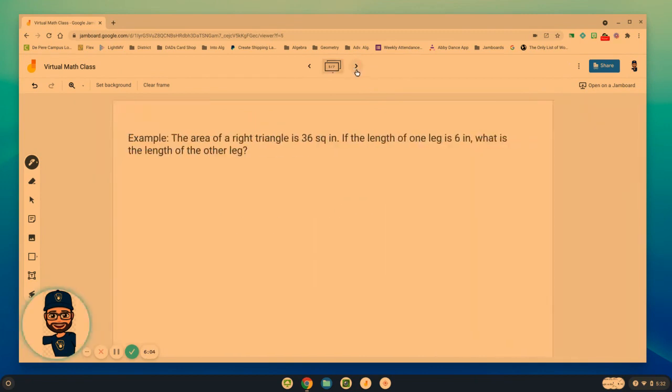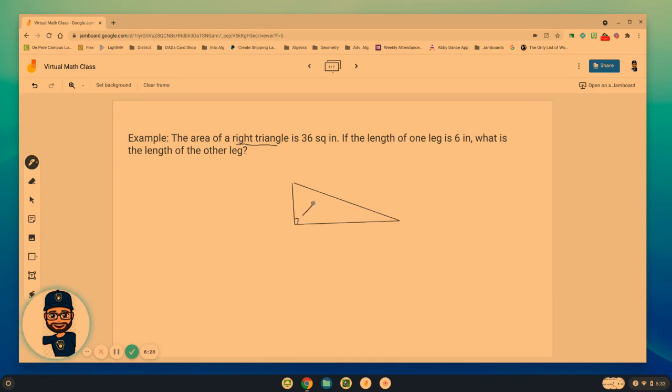Well, now how do I work backwards in some of this? Okay, the area of a right triangle is 36 square inches. If the length of one leg is 6, what is the length of the other leg? Well, it's a right triangle, which is really important to us, right? Here's my right triangle. Connect the other two ends, and we'll say, here's that right angle symbol.